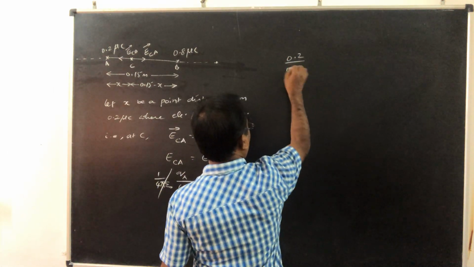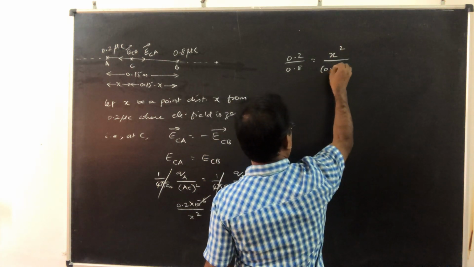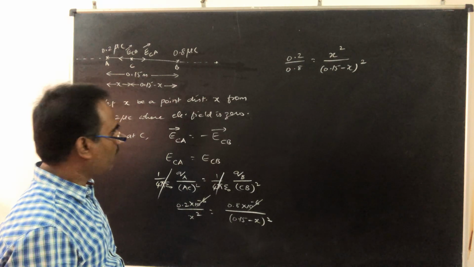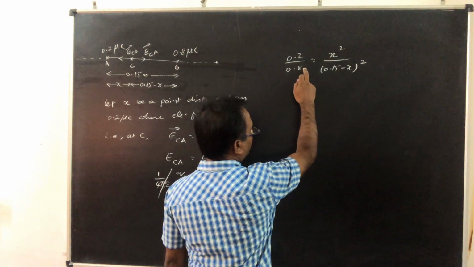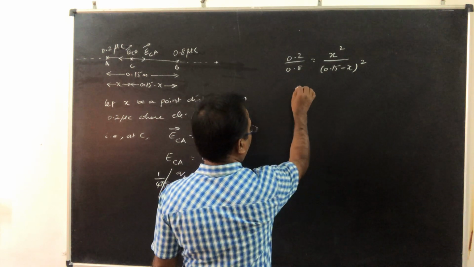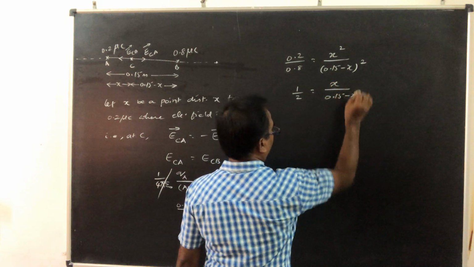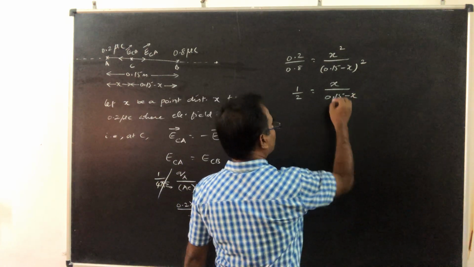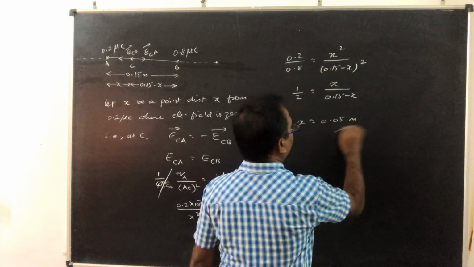So 0.2 divided by 0.8 is equal to x square divided by 0.15 minus x whole square. On simplification, this becomes 2 by 8, which means 1 by 4. So this will be x divided by 0.15 minus x whole square. So if I find the root, 1 by 2 is equal to x divided by 0.15 minus x. On cross multiplying and finding the value of x, it comes to nearly 0.05 meter.